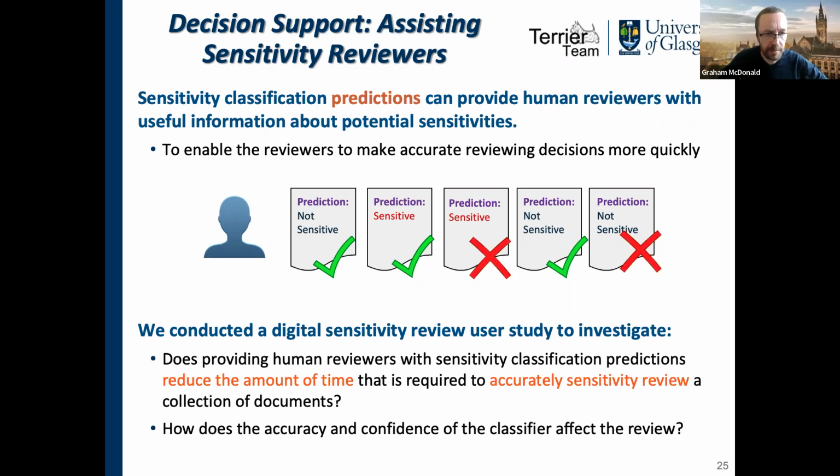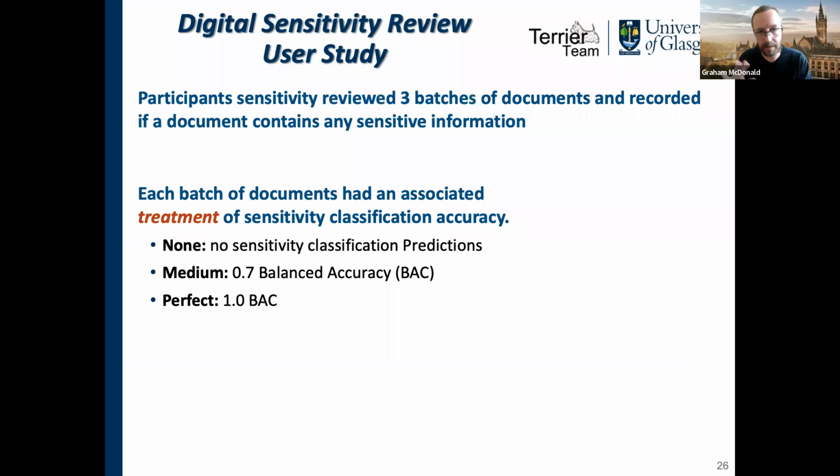So what we really wanted to know in the user study is, does providing the reviewers with sensitivity predictions reduce the amount of time that's required to accurately sensitivity review the collection of documents? And how does the accuracy and confidence of the classifier affect the reviews? I haven't got time to go into the entire user study, but I'm just going to highlight a couple of takeaway messages from it.